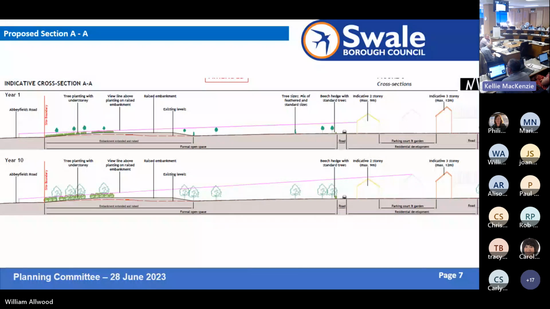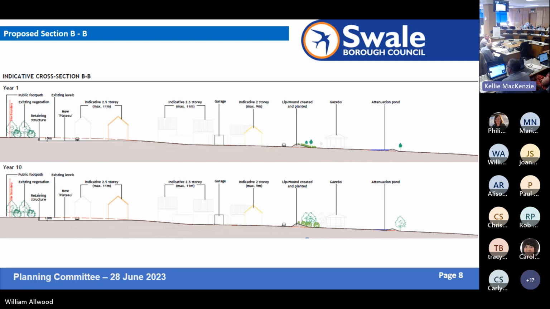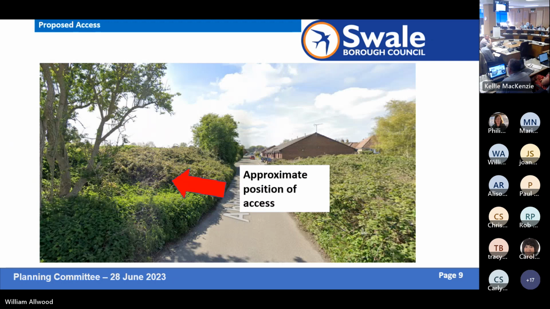Section through the site showing the development at year one and year 10. So the top one is at year one, the bottom is at year 10. That's section AA, this is section B in the same time frame. This indicates the approximate position of the access into the site from Abbey Fields.